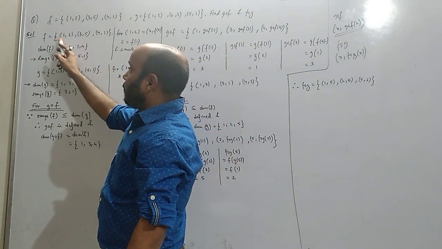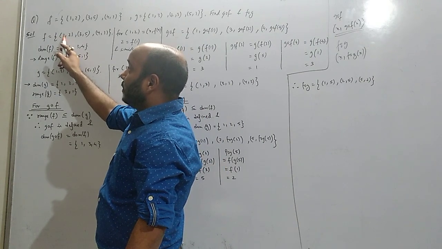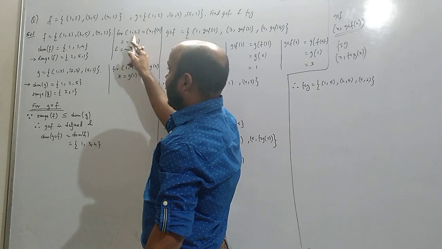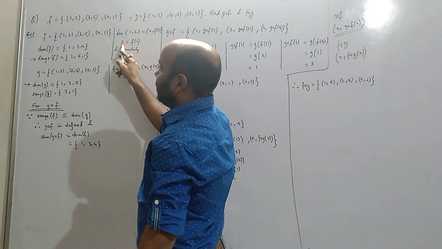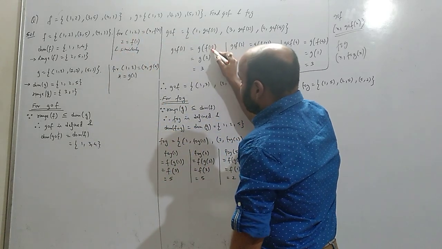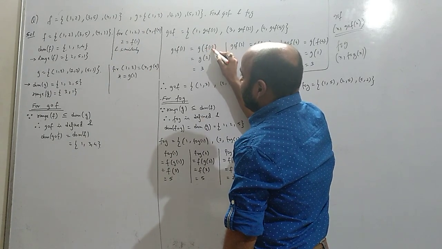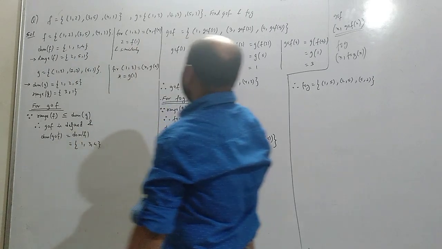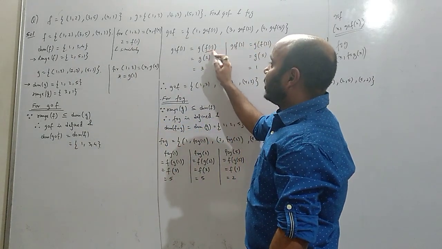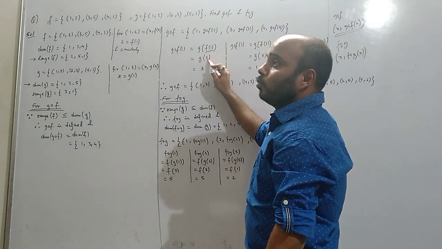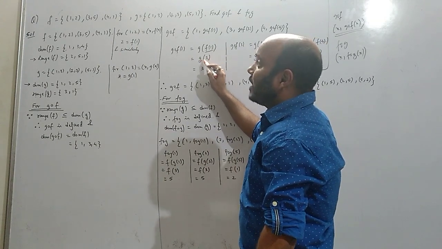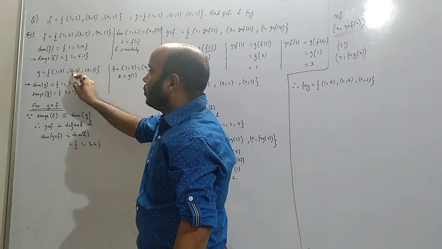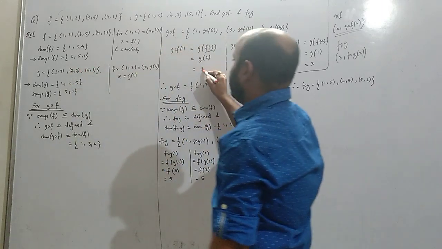f of 1. That means the first element is 1 here. f of 1 is 2. See here, f of first element is the second element. So here we have f of 1. Check in f, where is the first element 1? The first element 1 is here. So its value is 2. Okay? So f of 1, I saw it and wrote 2. Now g of 2. Check in g where the first element is 2. So the answer is 3. So 3.